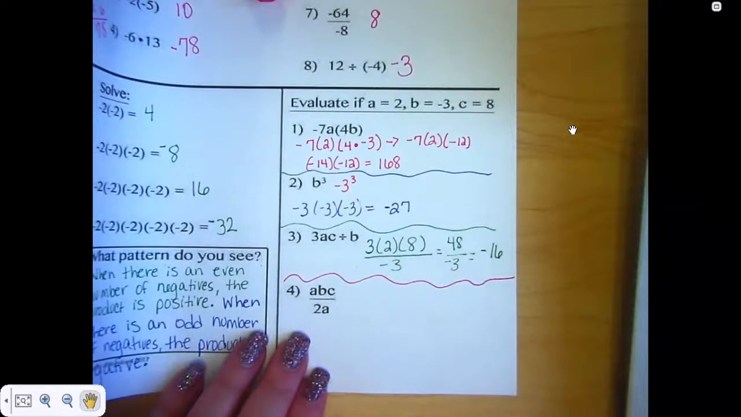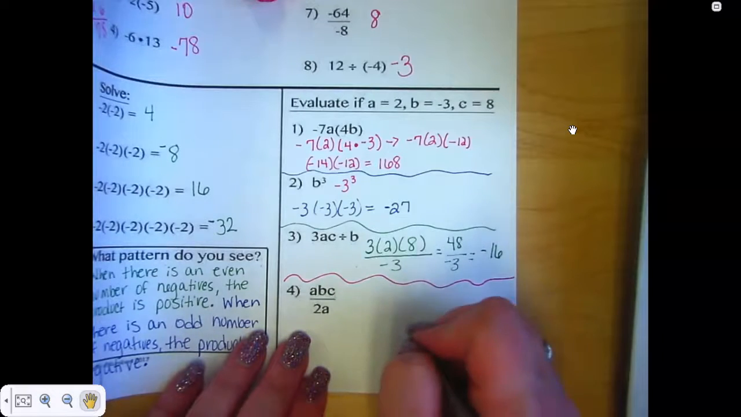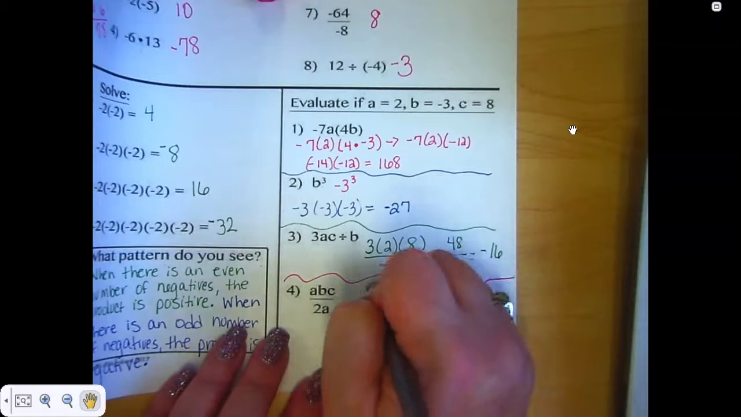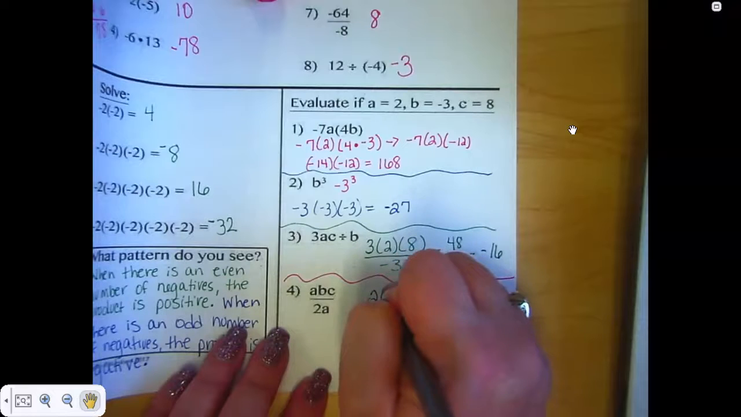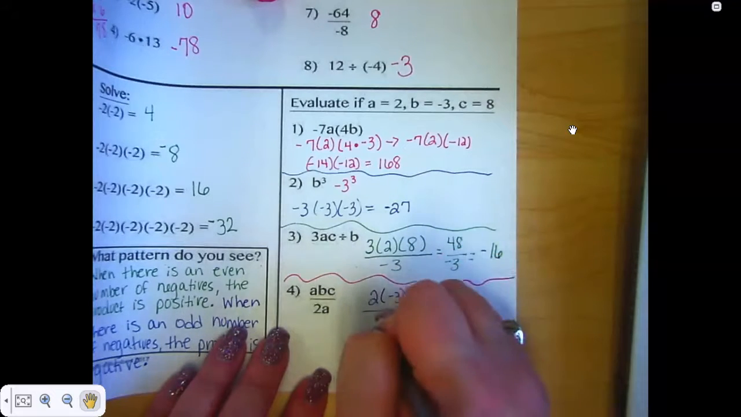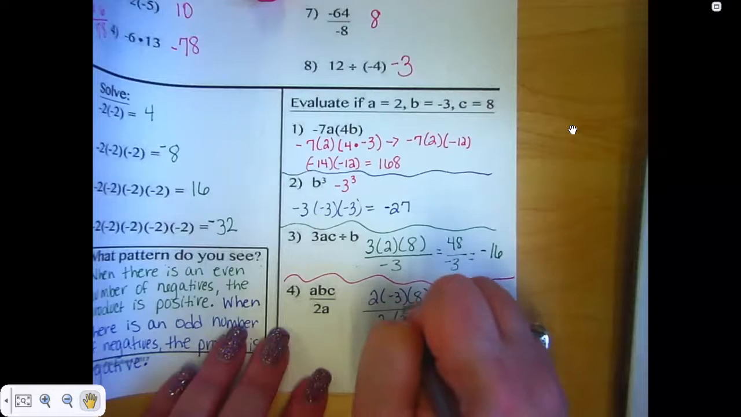All right, last one. A times B times C. So 2 times negative 3 times 8, divided by 2 times 2.